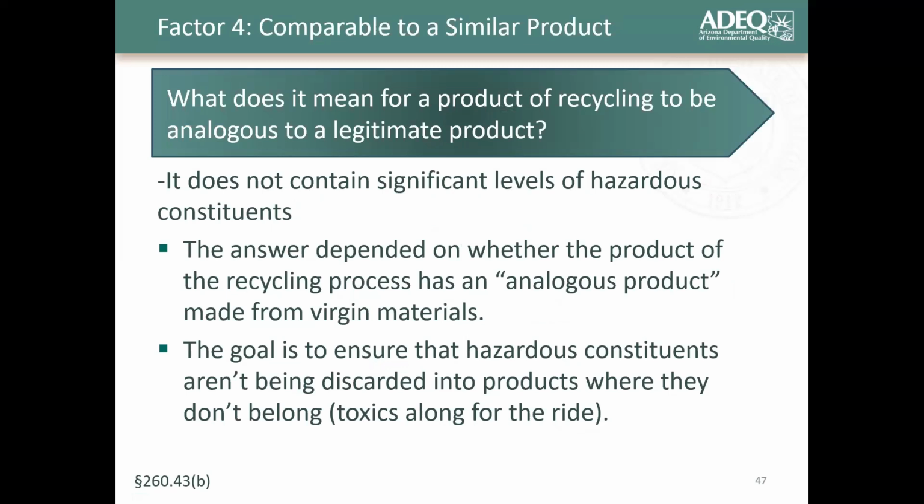What does it mean for a product of recycling to be analogous to a legitimate product? It means that the product of recycling should not contain significant levels of hazardous constituents. To prove that your product of recycling is comparable to a similar product, you can compare the levels of hazardous constituents and any hazardous characteristics of the two products. A product made with a hazardous secondary material should not have significant concentrations of hazardous constituents and should not exhibit a hazardous characteristic if the analogous products do not exhibit them. The goal is to ensure that hazardous constituents aren't being discarded into products where they don't belong, or toxics along for the ride.